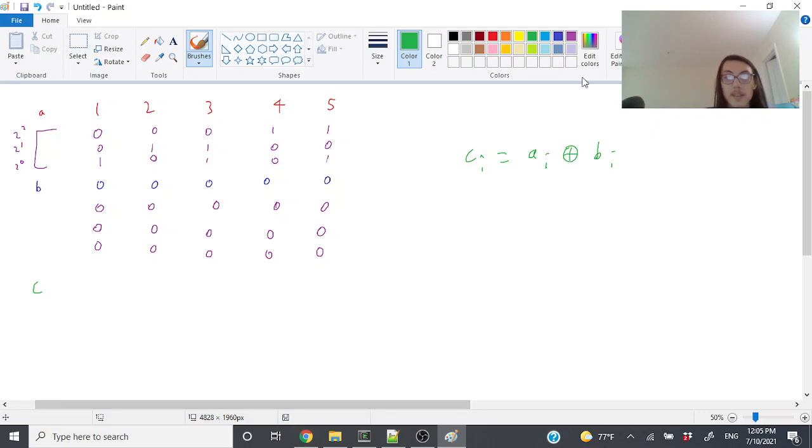And the XOR of 2 binary strings looks like this. For example, say we have a binary string like this and like this. Then the result is, for each bit separately, if the 2 bits are the same, then we turn it into 0. Otherwise, we turn it into 1.